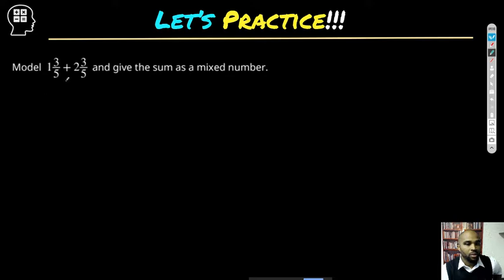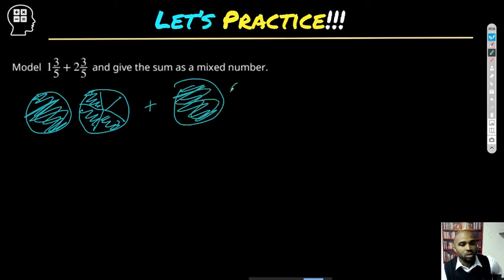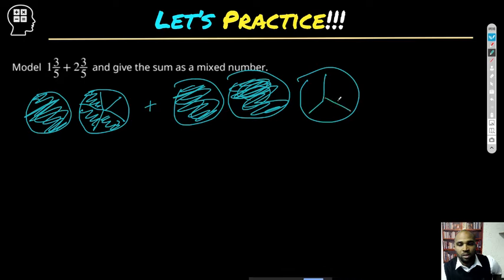What about this one? Let's model this one and give the sum as a mixed number. So we got 1, and then we have 3/5. So we break this into fifths. Looks like a star. And we got 3/5. So 1, 2, 3 plus 2. 1, 2, and then 3/5. So this is going to be broken into fifths again, and let me use a different color. It's easy to see the line separating it. There we go. So this was 3/5.